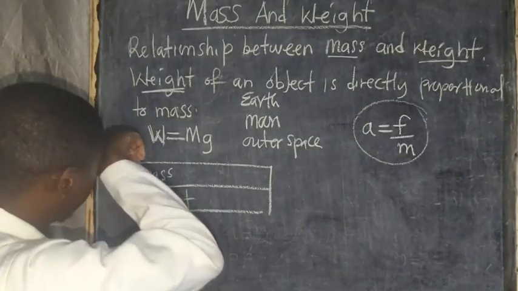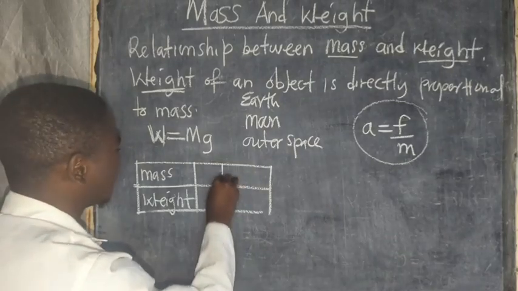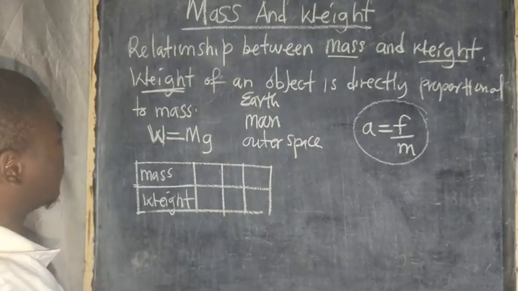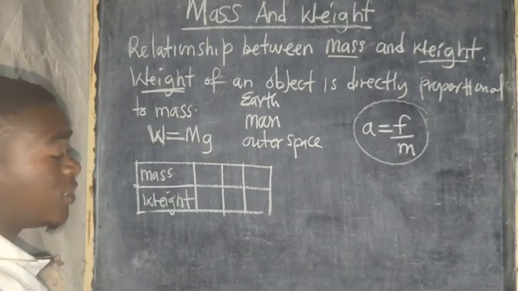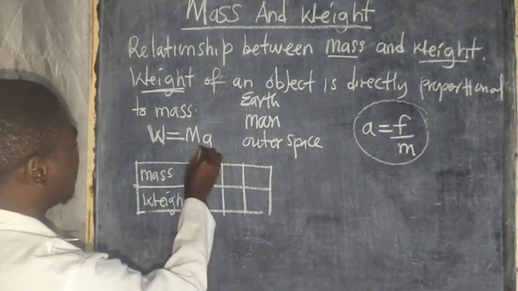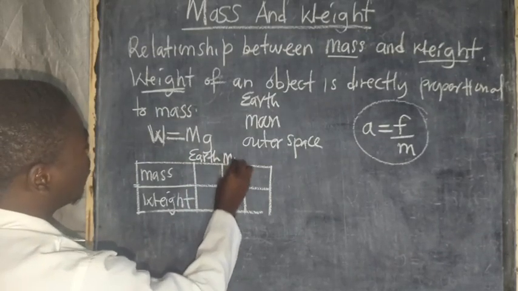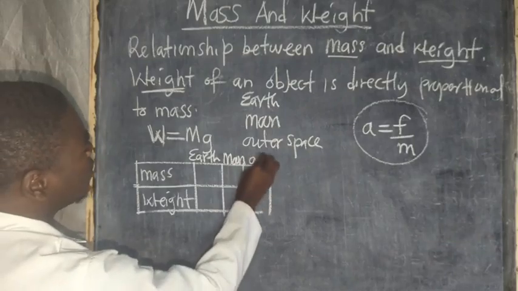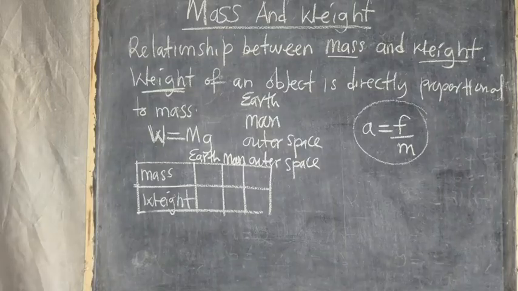So what we need to know and understand is this. Three places that you need to get and understand. I'll start with the Earth. This is Earth, the middle one is the moon, and the last one is the outer space. Hope you're able to see that simple table that I've written there.